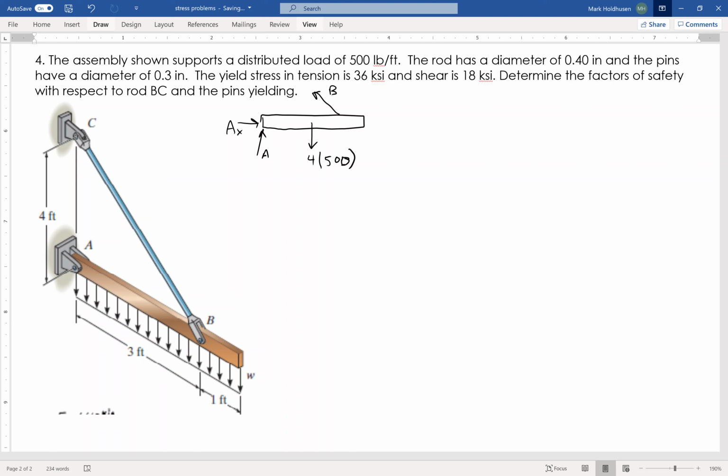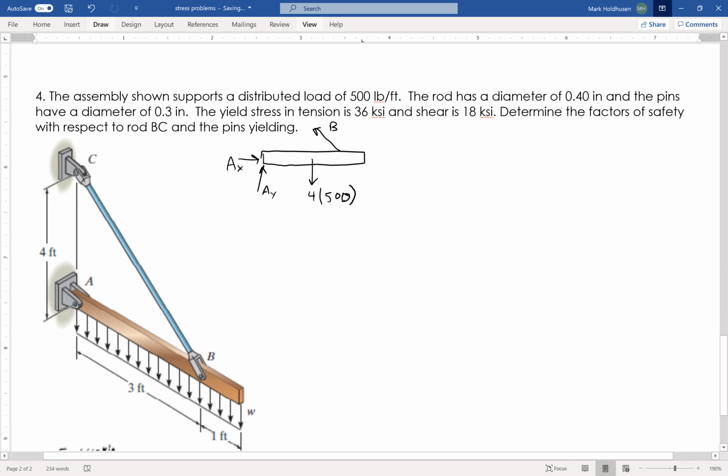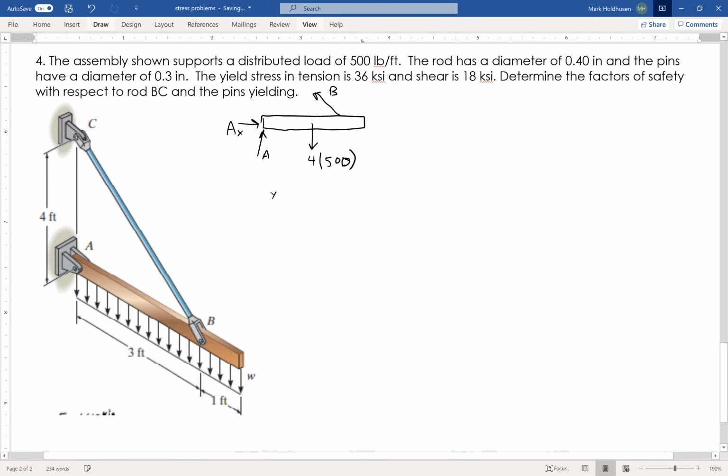Okay, so from that, now I'm going to go ahead and find AX, AY, and B. So if I sum the forces in the X direction, I get AX minus 3/5 B. This is a 3, 4, 5 triangle. So it is 3/5 B.